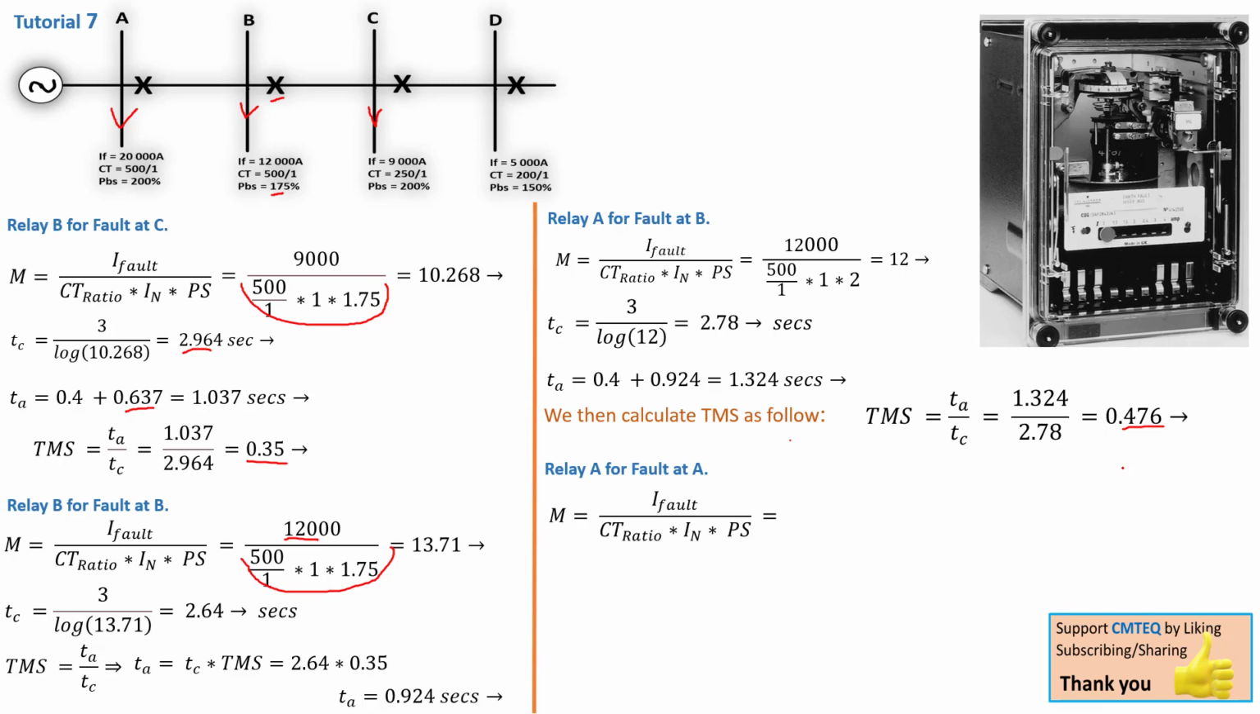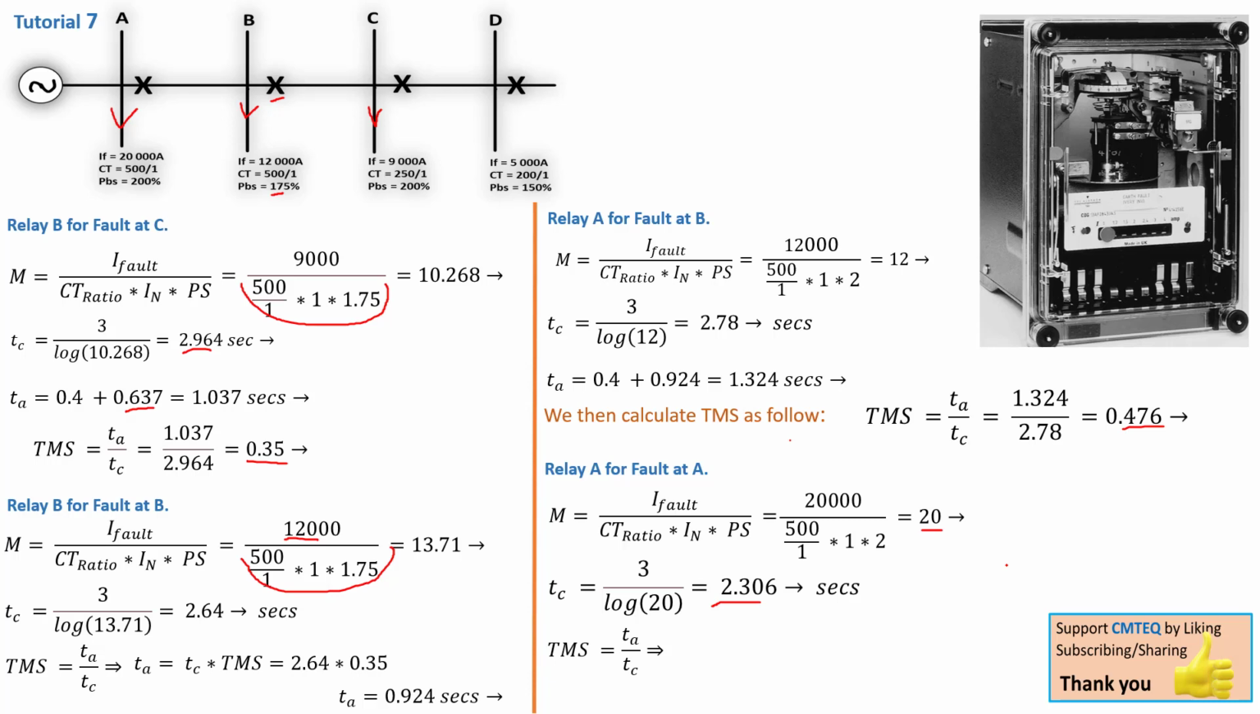Now once again, we calculate M, the multiple of settings, completing the formula. So we've got 20,000 divided by the ratio there, the nominal current, and the 200% plug setting, and we're getting a value of 20. And then the 20 here is going to be used in the TC formula, and we're going to find the TC of 2.306 seconds.